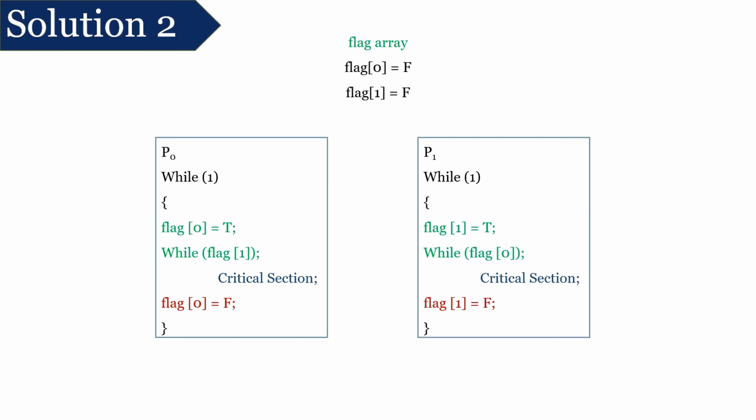Consider the case when P0 had just confirmed that it wants to enter the critical section by making flag of 0 equal to true, and just at that moment the context switch happens and P1 gets the charge and starts executing. It makes flag of 1 equal to true and further checks while flag of 0, which is true now. It will get blocked in the loop and it will also block P0. So this solution doesn't satisfy the bounded waiting property for the critical section problem.